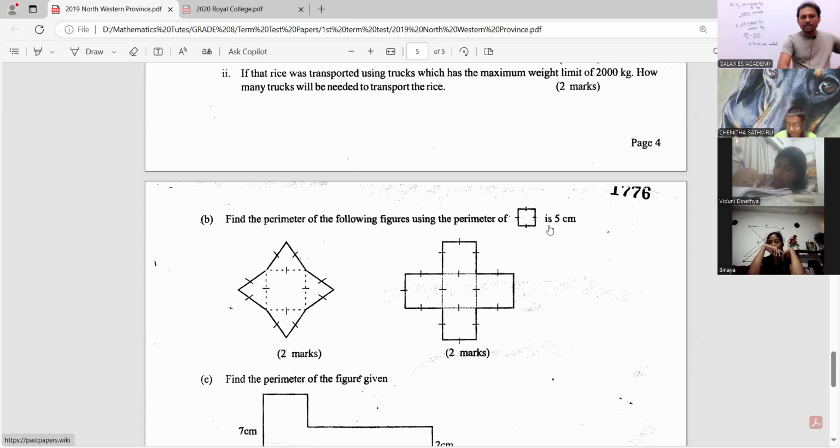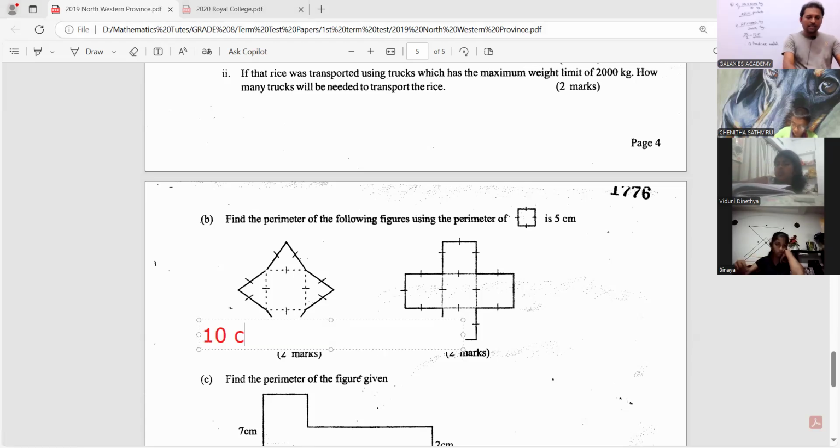How many? 8 sides. What is the perimeter of the four? 5 centimeters. Then what is the perimeter of the eight? The length of the eight is double that. So how many? 10 centimeters. So the first part answer is 10 centimeters.